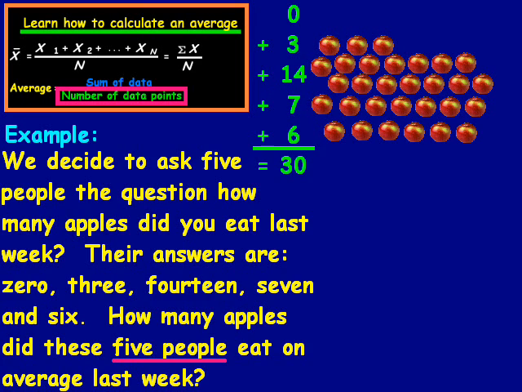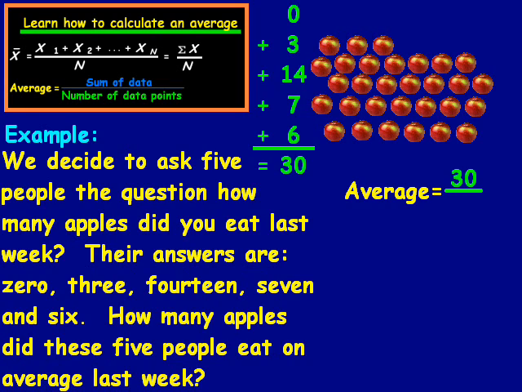So we can go ahead and write an equation here. We have our average, and that's going to equal the sum of data divided by the number of data points. Well, the sum of the data is going to be equal to 30, so we put in 30 on top. And then we divide that by the number of data points, which is 5. And 30 divided by 5 is 6. And our answer in this case is an average of 6 apples per person. And that was how much was consumed on average last week.